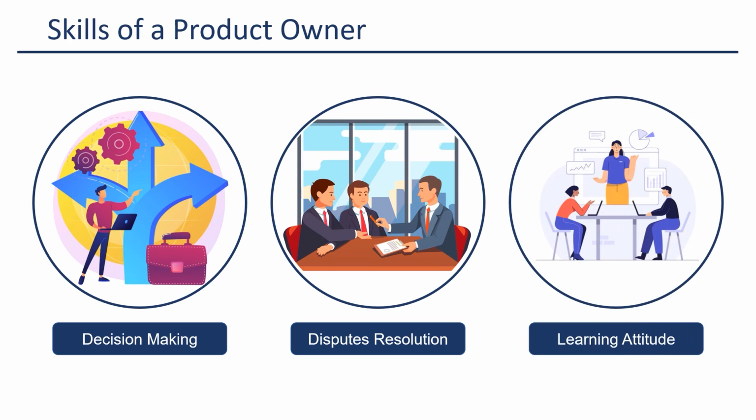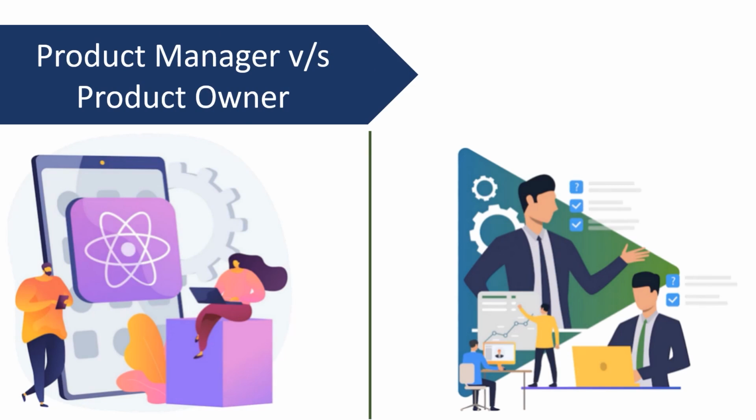Aptitude for learning. One of the most crucial qualities for product owners to have is an aptitude for learning. It's crucial to be abreast of the most recent market trends, customer demands, and corporate requirements. Moving on with our session, let's understand the difference between product managers and product owners.